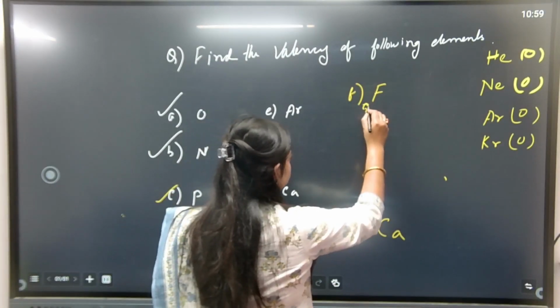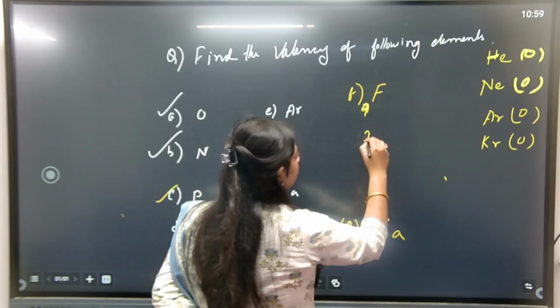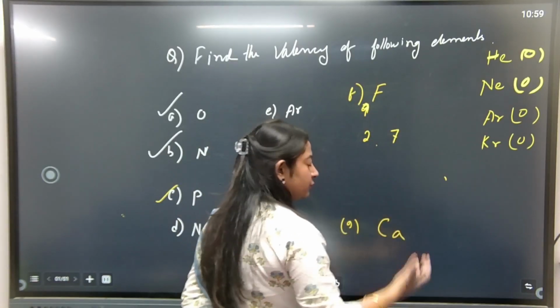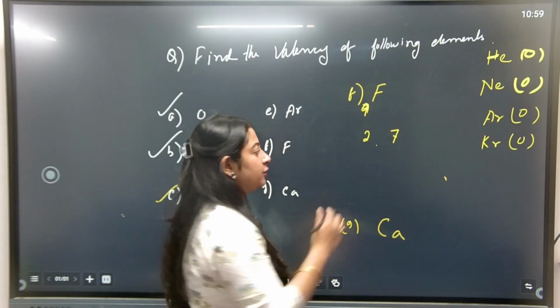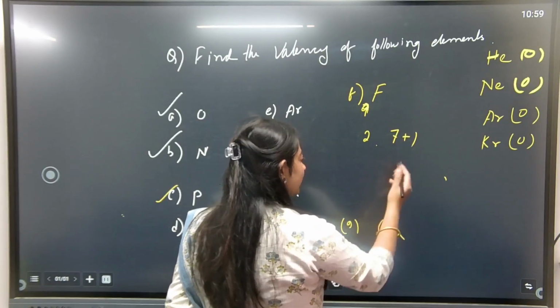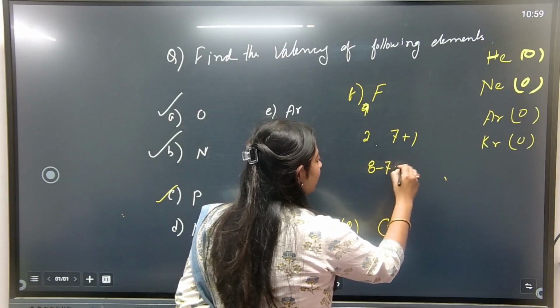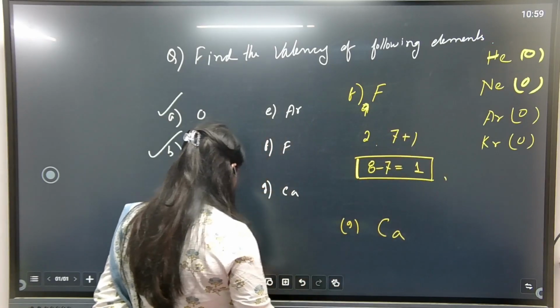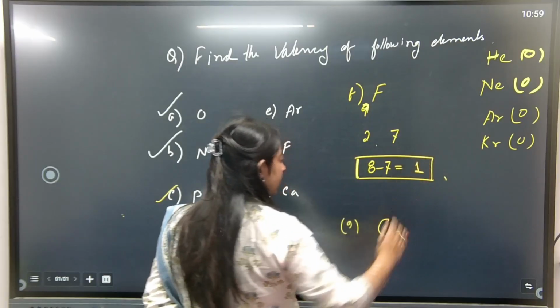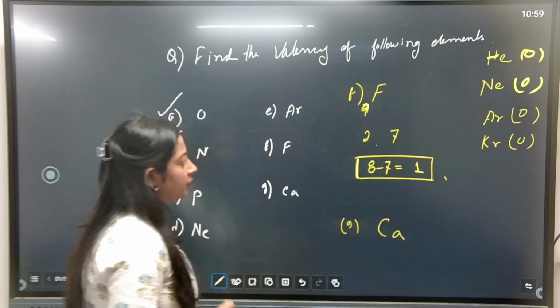It has 9, okay. The 9, atomic number 9, electronic configuration 2,7. 7 is the outermost electron, yes. So it requires how many electrons to complete its octet? It requires only 1 electron. You can say it like that, or 8 minus 7 is 1. I'm just subtracting the outermost electron. Are you getting my point?